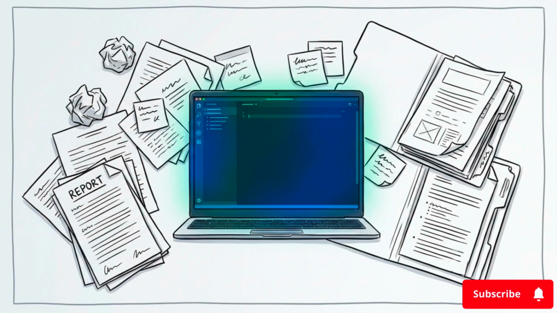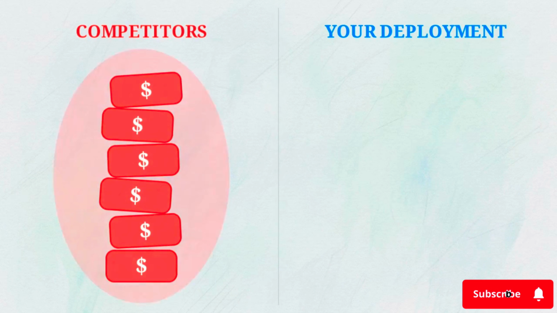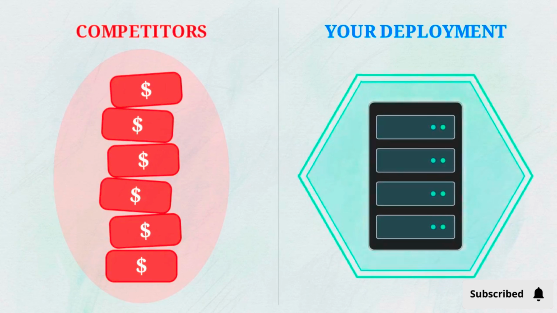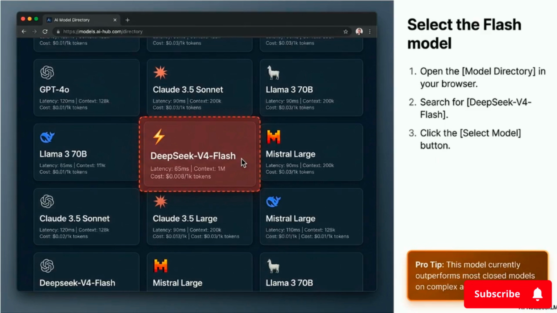workflows. To follow along, open your browser and gather your messiest, unstructured raw documents. We will build this together, click by click. Taking action today allows you to deploy an enterprise-grade system that competitors are currently paying hundreds of dollars a month to access. First, open the model directory in your browser.